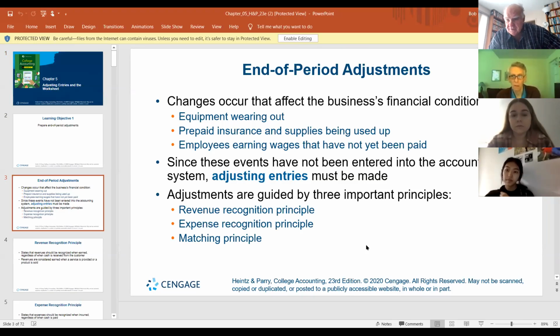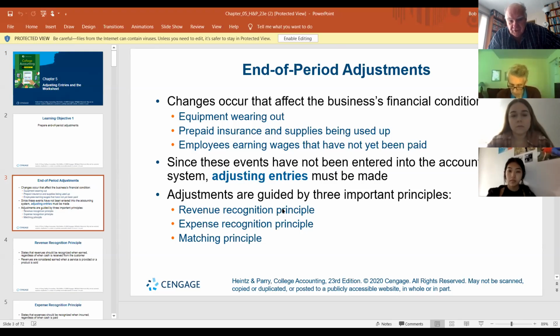And there are certain things that we can do at the end of the month and must do. Equipment wearing out, that's called depreciation expense. So we're going to talk about that. Remember those supplies we bought that are an asset? Remember that insurance policy we bought about 6 months ago that covers us for a year? We've used some of these assets during the year. They need to be recorded. Employees work, but they haven't been paid yet, these type of things.